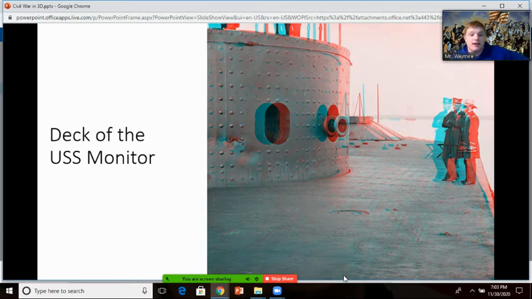You can also see some soldiers standing up top. This is the deck, and that is a turret. So that was part of the warfare, as the Union tried to block off the South's trade routes. They had to blockade the South, and this could have been one of the ships that was down there doing it. This ship could have sunk a Confederate ship.